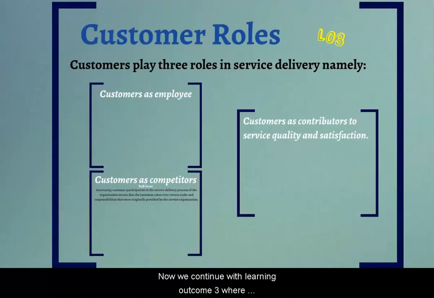Now we continue with learning outcome 3, where you have to identify and describe the customer roles. Customers play 3 roles in service delivery. They can be the employee, so this is a productive resource. They can be contributors to service quality and satisfaction, but they can also be the competitors, but this will mainly be a focus on business to business customers.